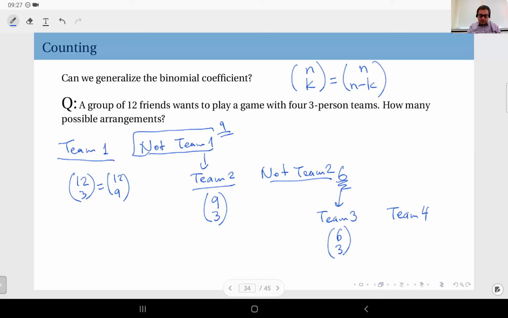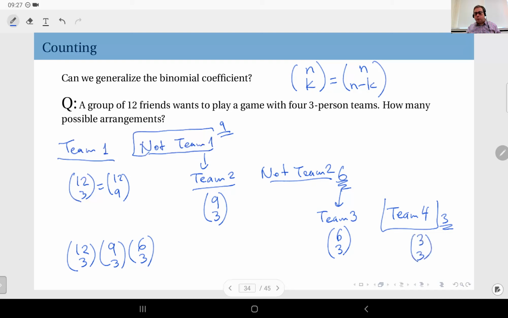Okay, so the answer is 12 choose 3, times 9 choose 3, times 6 choose 3 multiplied. In fact, the remaining three people will go to team number four. Since it's obvious there is only a single choice here, we didn't write it, but theoretically speaking, you can write this as 3 choose 3. That's already one, but to be complete, we can also include a 3 choose 3 here.